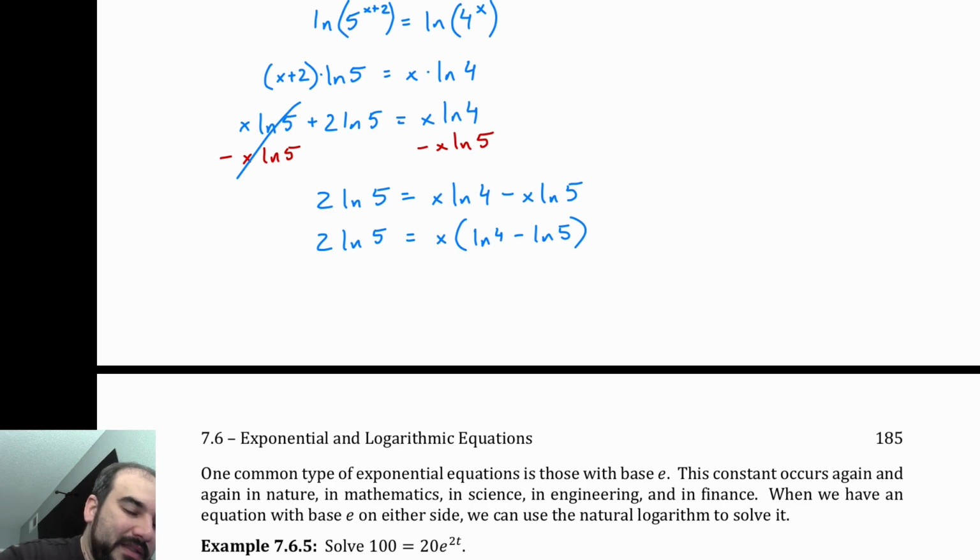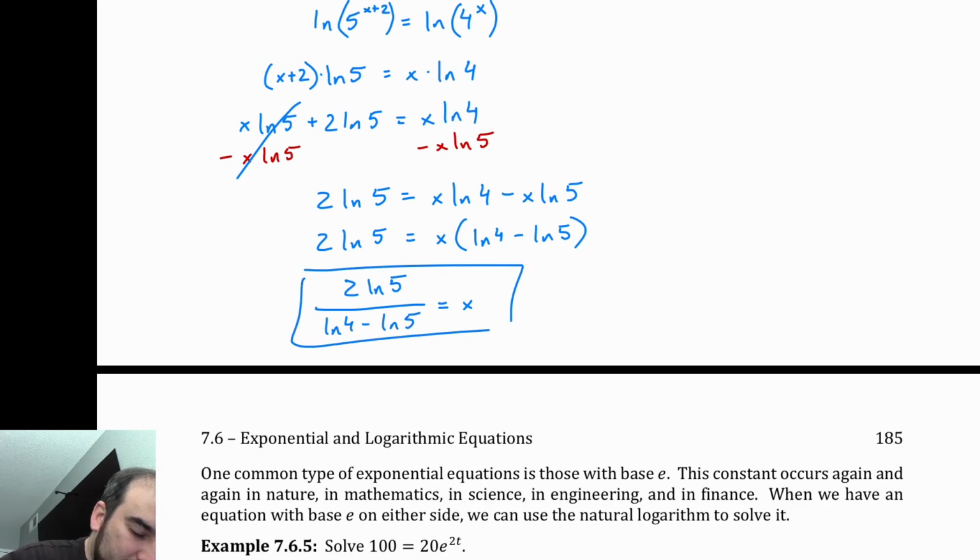And now I can divide this whole thing over to the other side. So my x here will equal 2 natural log of 5 divided by natural log of 4 minus natural log of 5, which is a number. If you plug that into your calculator, it'll be a number. But we can stop there because we're not using calculators.